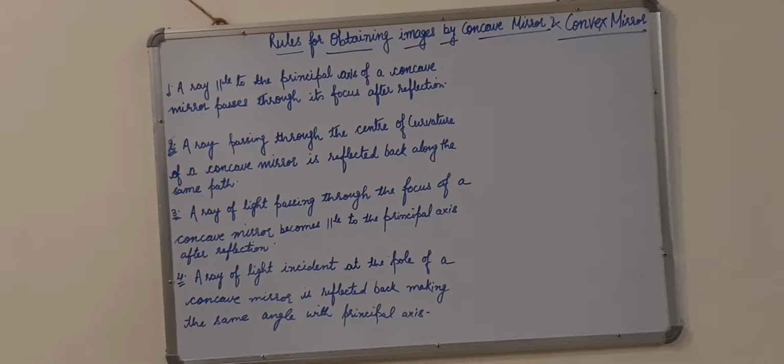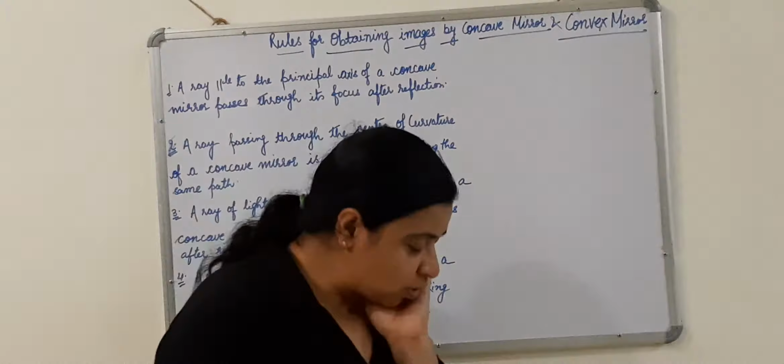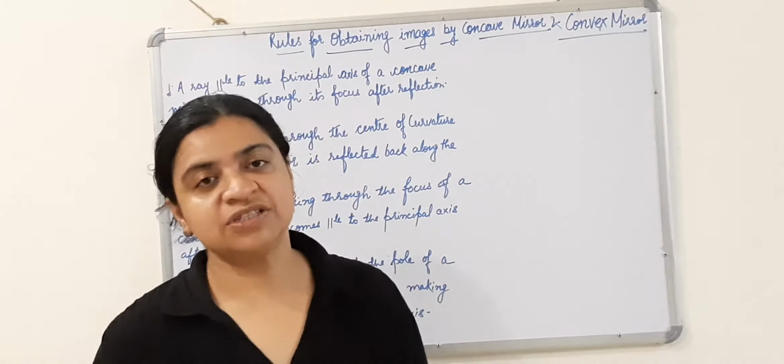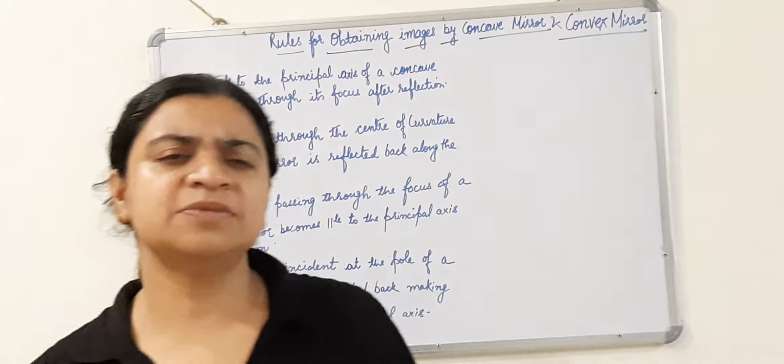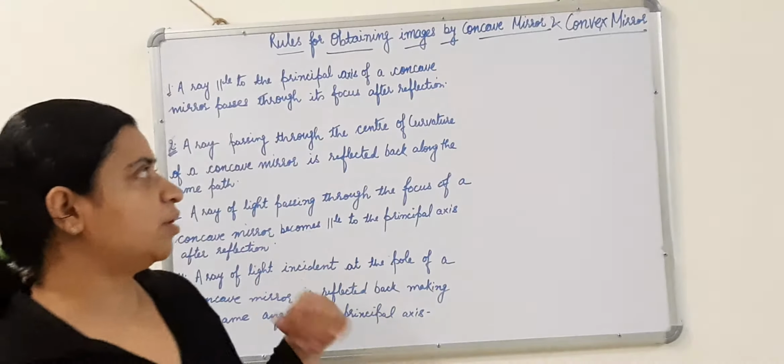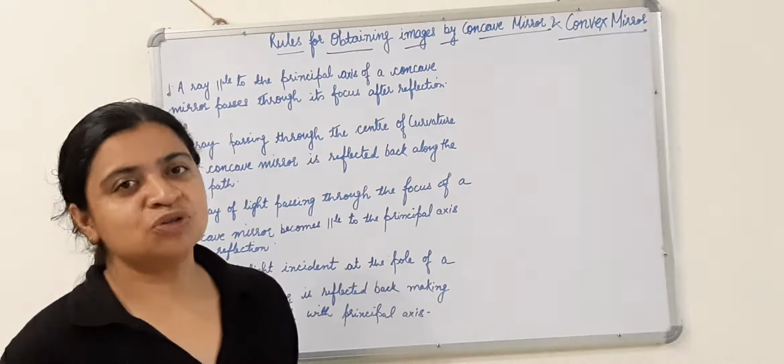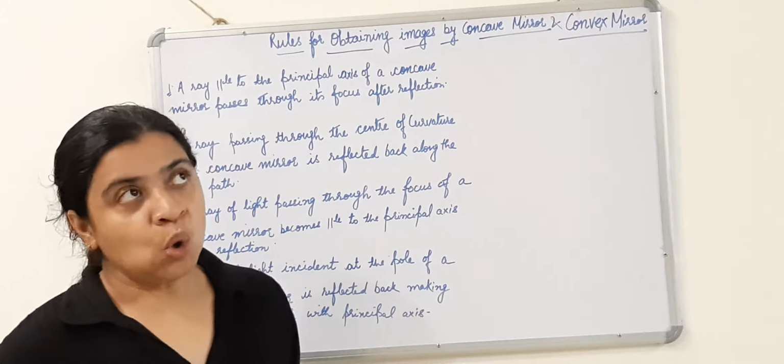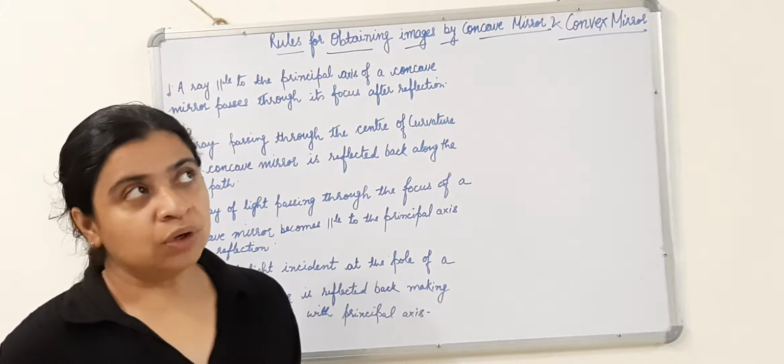Hello children, in our previous video we talked about different terms related to spherical mirrors, like principal axis, focus, center of curvature, radius of curvature, and focal length. Now it's time to learn how different types of images are formed by these spherical mirrors. Different types of images are formed by the same type of spherical mirror.